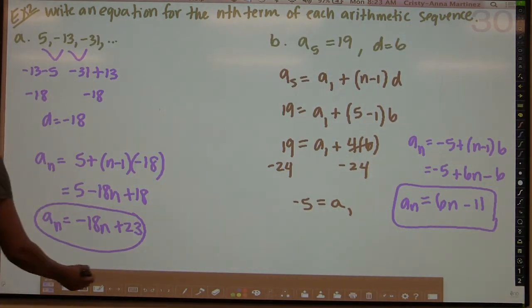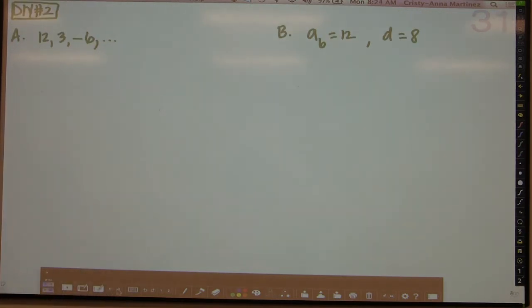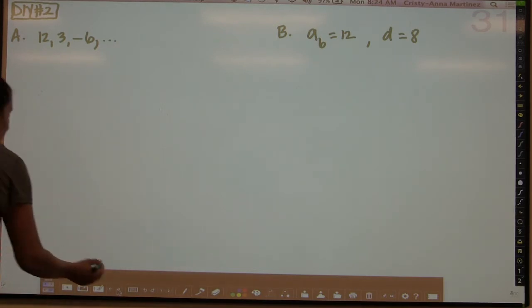Now we'll have you try these two examples here and do it yourself, number 2. And then we're going to go to example 3.